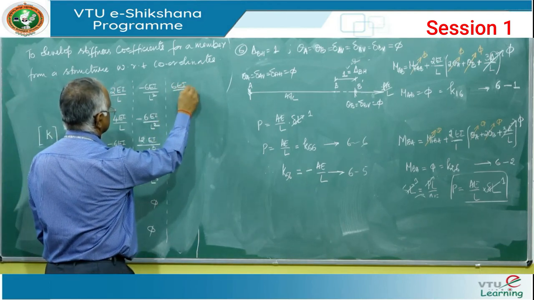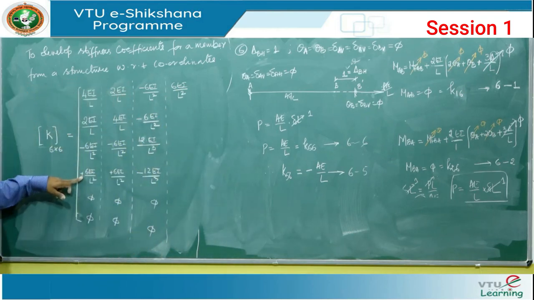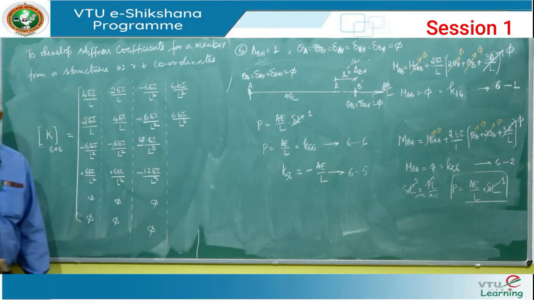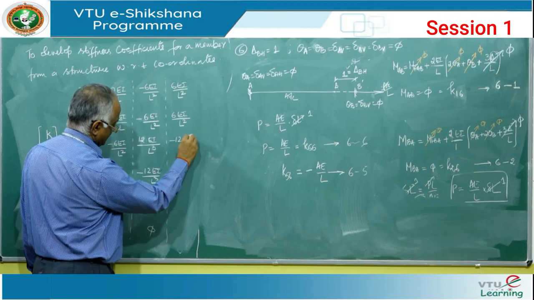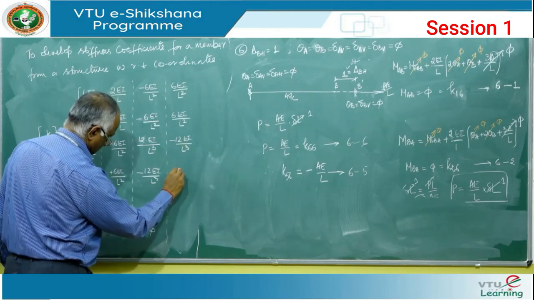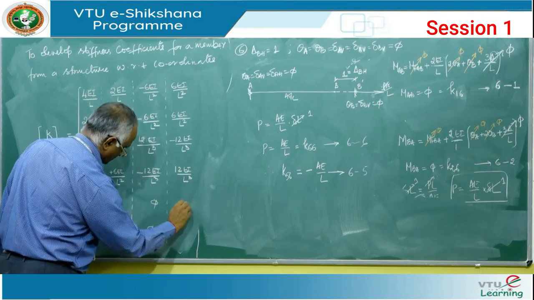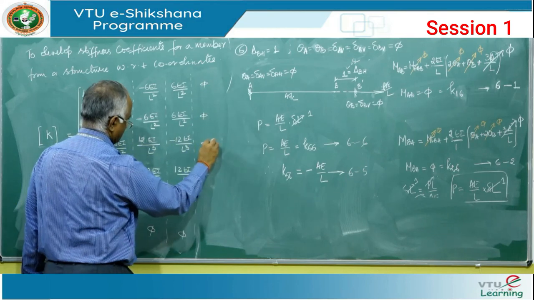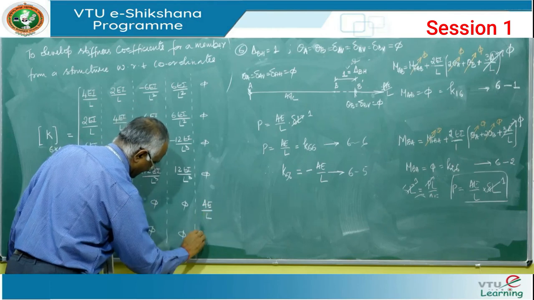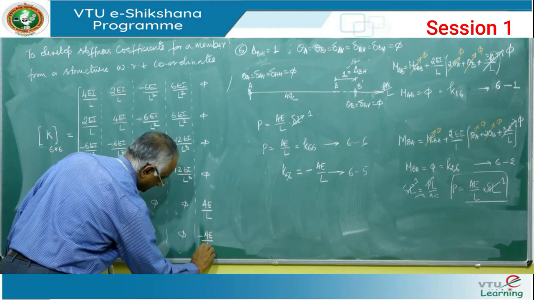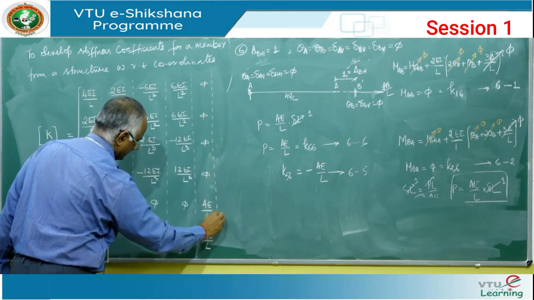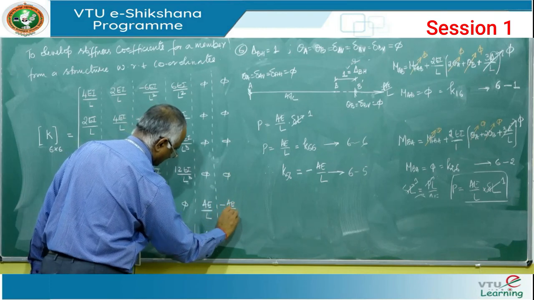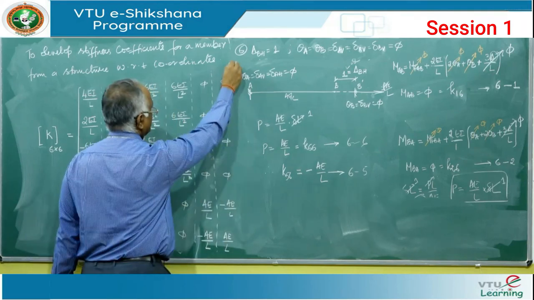Next, K14 is plus 6EI by L square, K41, you can see here K14, is also plus here, and K42 is 6EI by L square, and you have minus 12EI by L cube, this is plus 12EI by L cube, 0 and 0. All of them are 0, K55 is AE by L, K56 is minus AE by L. And again the last column, the sixth one, minus AE by L, plus AE by L.